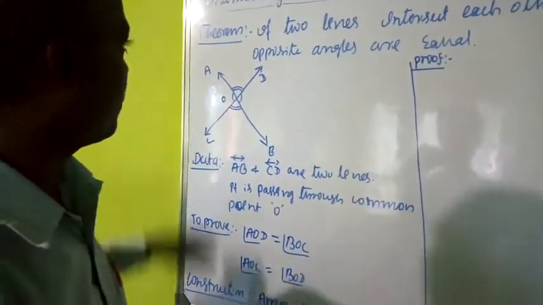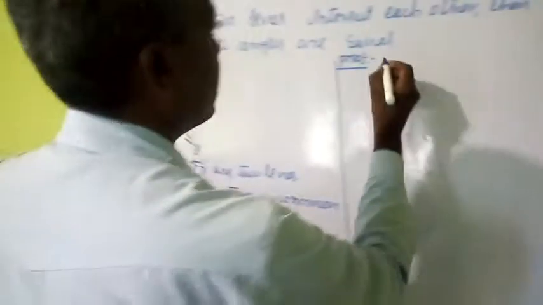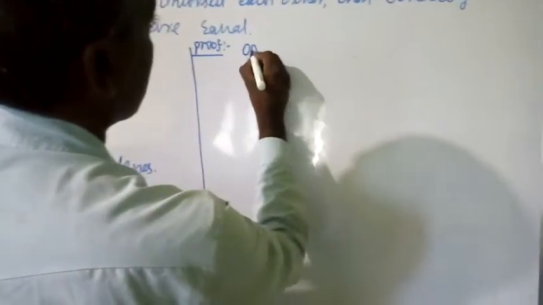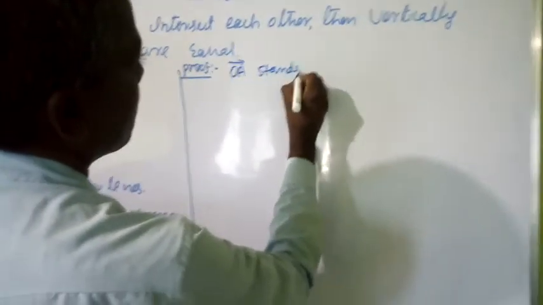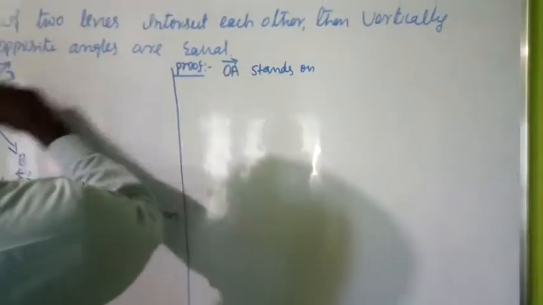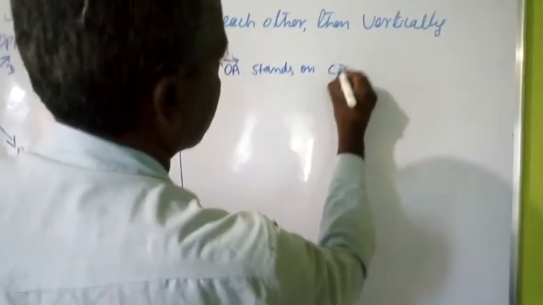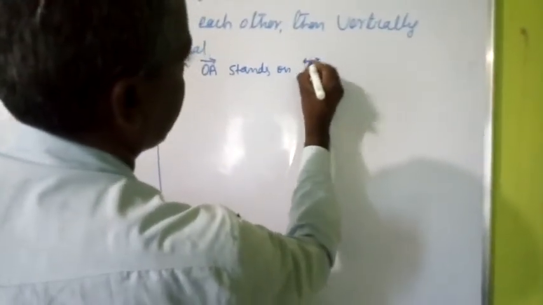Okay, in the previous topic we studied that a ray stands on a line. That concept we should take here for the proof. First we take OA. A ray OA stands on line CD, so this is CD. Correct, line CD, the ray is on line CD.